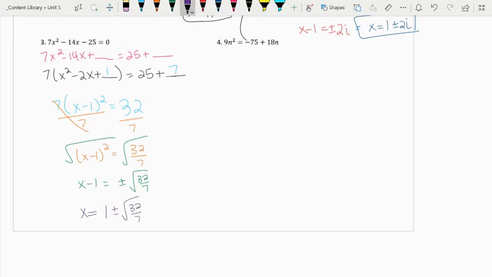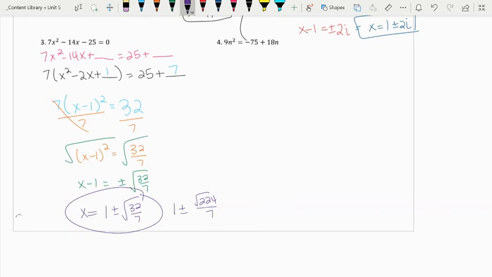Now, this is an okay answer. The most correct would get the 7 out of the denominator by multiplying by that radical, because remember, you cannot have radicals in the denominator. That's not the most crucial part of this lesson. So I'm going to just write off to the side that technically it's 1 plus or minus the square root of 224 over 7. And then 224 can be reduced if you wanted to.